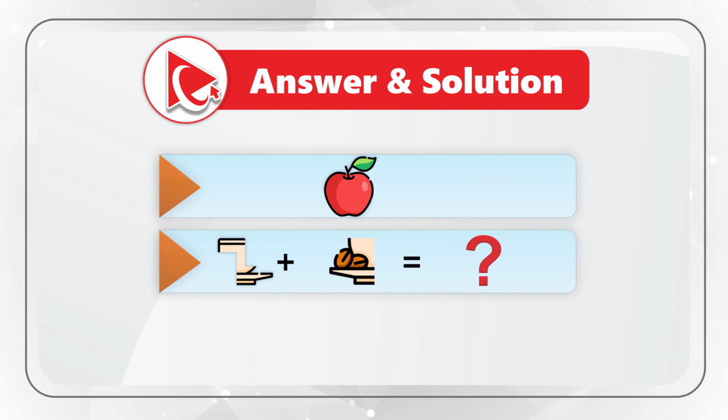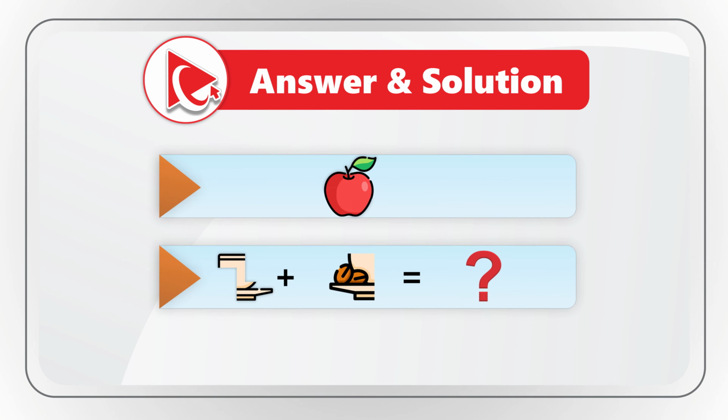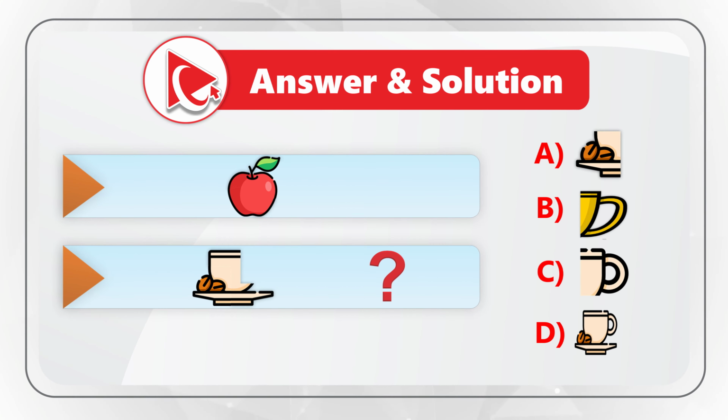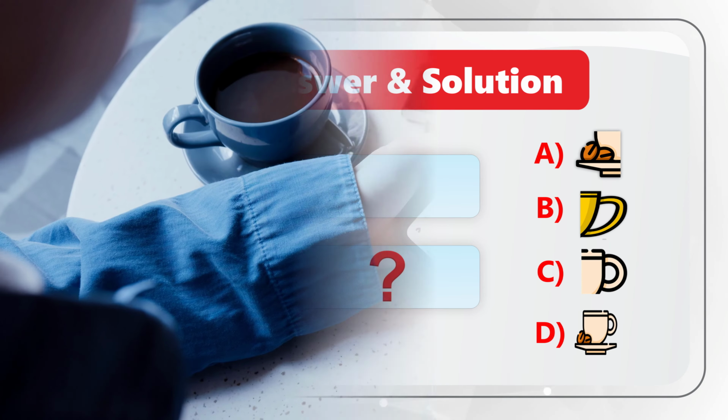The same is true for the third object, which represents a coffee cup with coffee beans. If we rearrange the objects and select the correct choice, which is choice C, we will get a complete picture in our mind of a coffee cup and coffee beans. Did you figure it out?